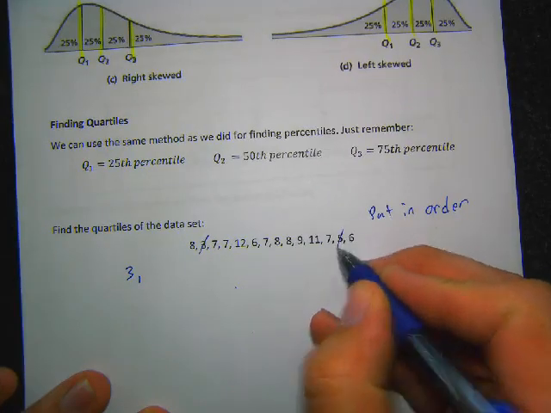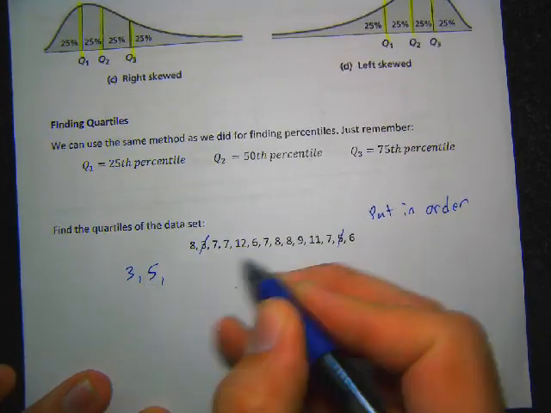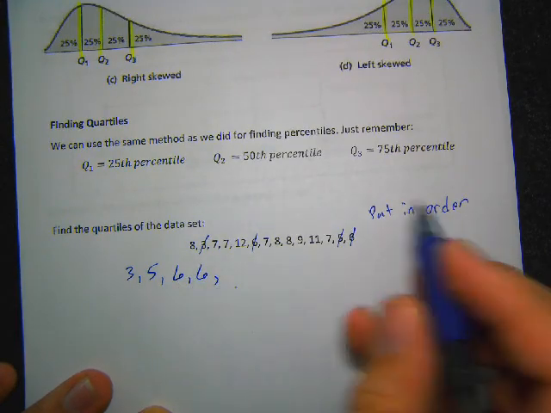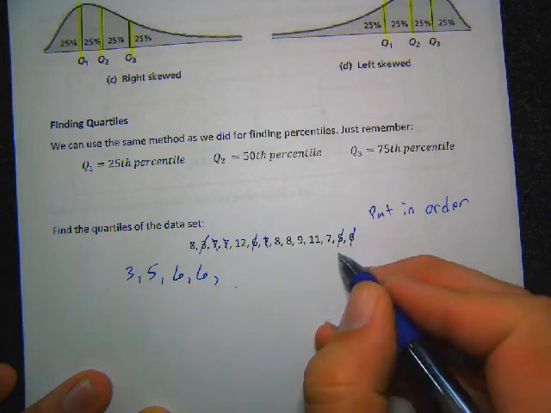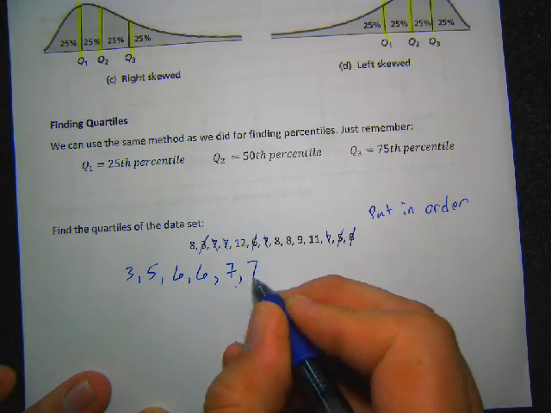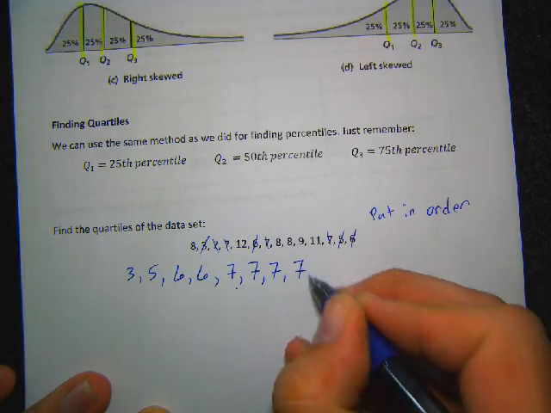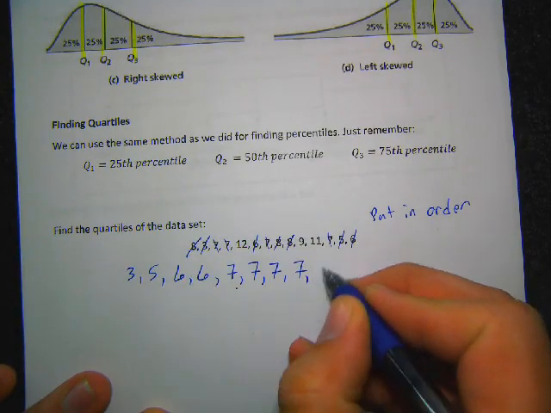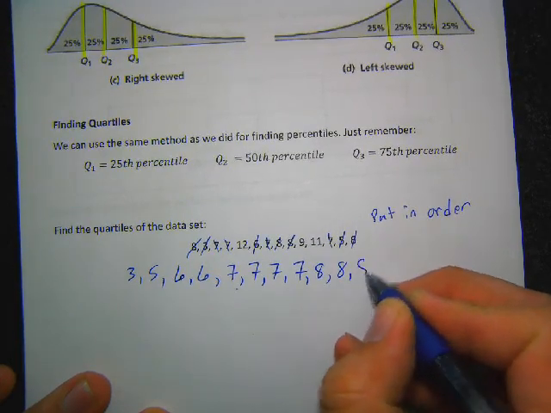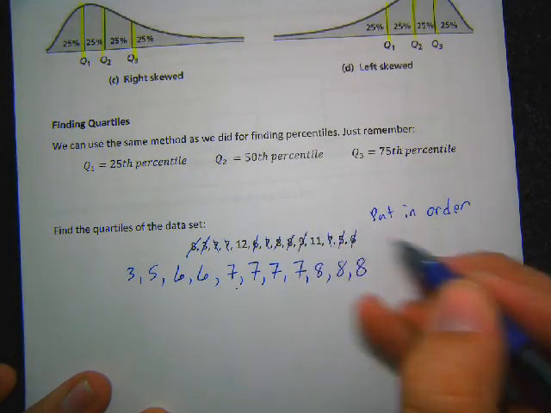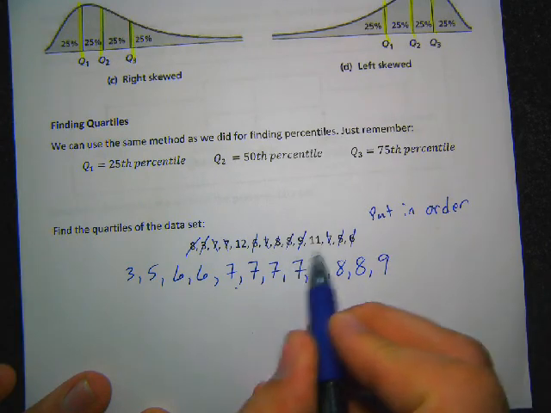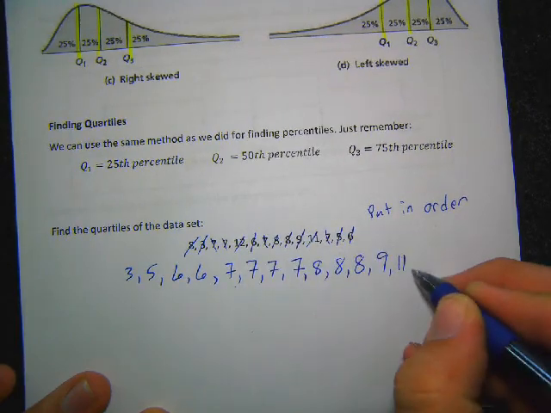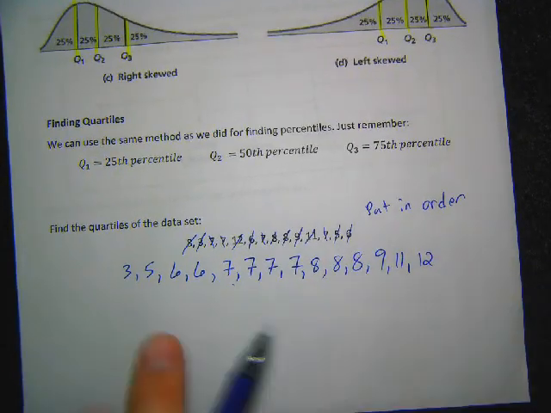And then 5 looks like the next one. 6 and 6 are both small. There's 1, 2, 3, 4 sevens. Looks like I have 1, 2, 3 eighths. There's a 9. Looks like I have 11 and 12 left, so I'm going to do 11 and 12. Okay, I put my numbers in order.